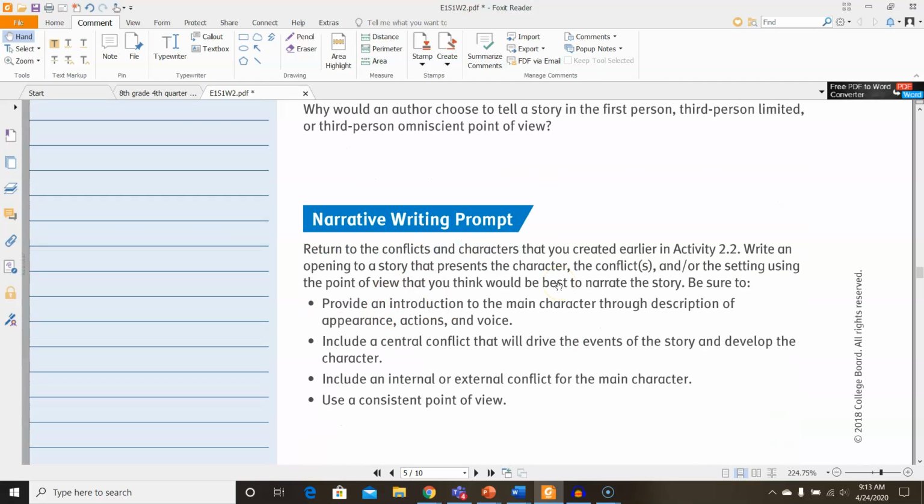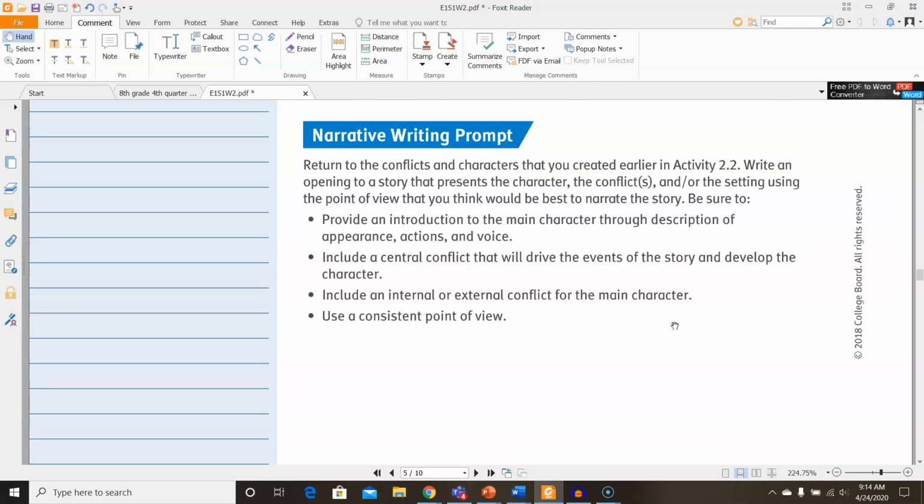Here we have a narrative writing prompt. It says return to the conflicts and characters that you created earlier in Activity 2.2. Write an opening to the story that presents the character, the conflicts, and/or the setting using the point of view that you think would be best to narrate the story. So be sure to provide an introduction to the main character through description of their appearance, actions, and voice. Include a central conflict that will drive the events of the story and develop the character, and include an internal or external conflict for the main character. And finally, use a consistent point of view.